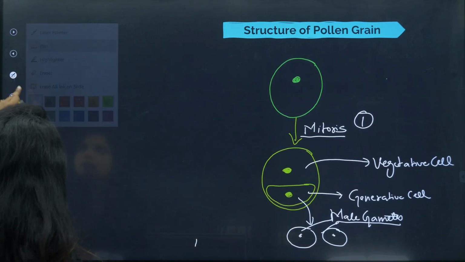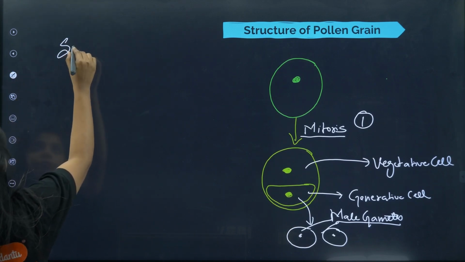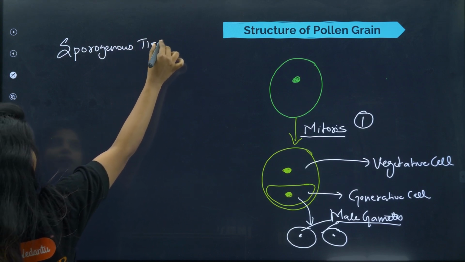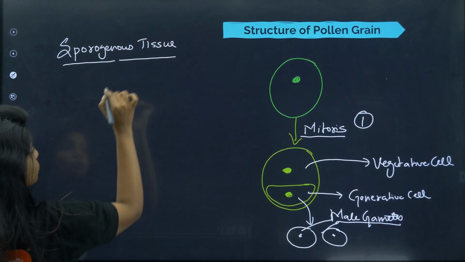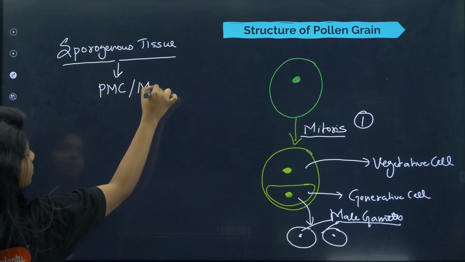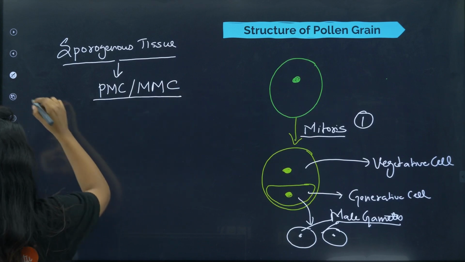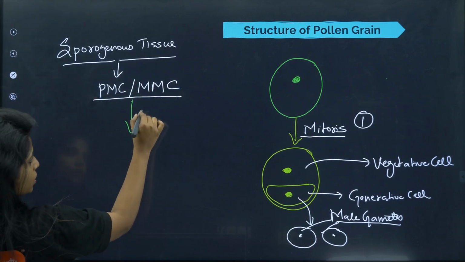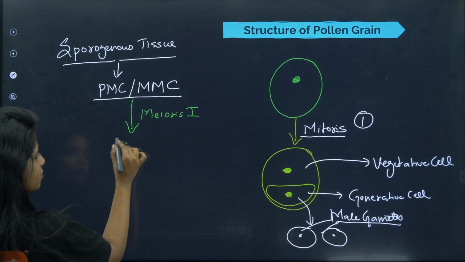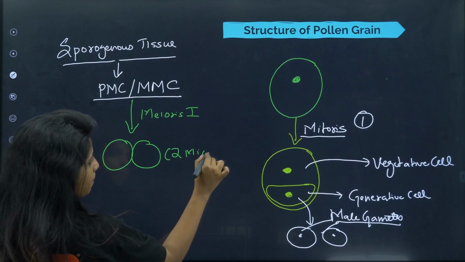If you didn't understand the whole thing, I can explain it to you. So basically, if you see, you had sporogenous tissue, children. Sporogenous tissue. Agree? Each cell of the sporogenous tissue is a PMC, pollen mother cell, or basically microspore mother cell, right? Now, this microspore mother cell will think, okay, we have to do what? Meiosis. So meiosis 1 happens, you have two microspores.